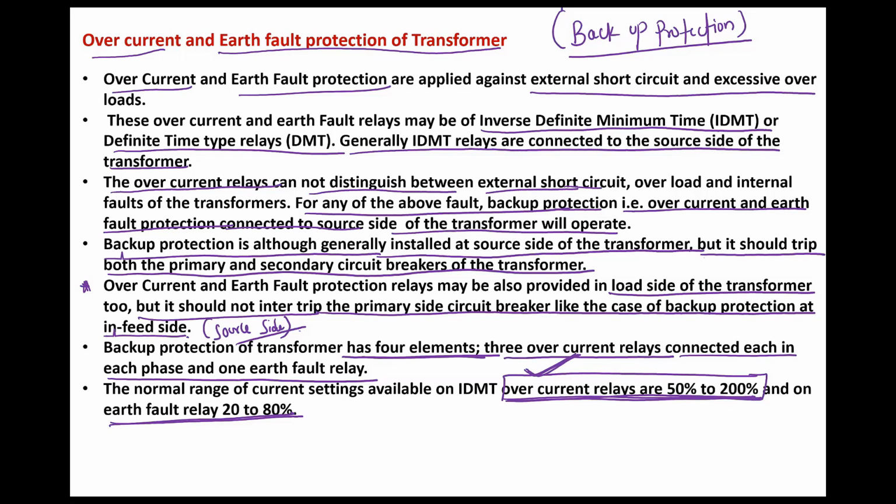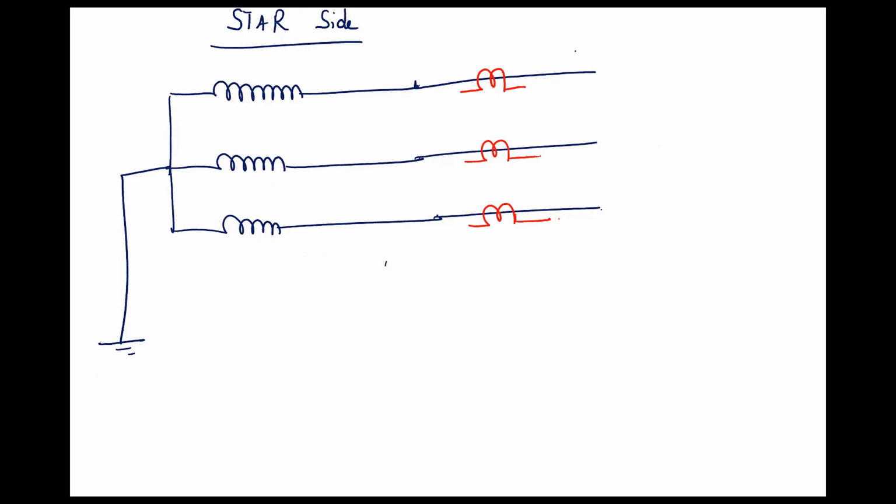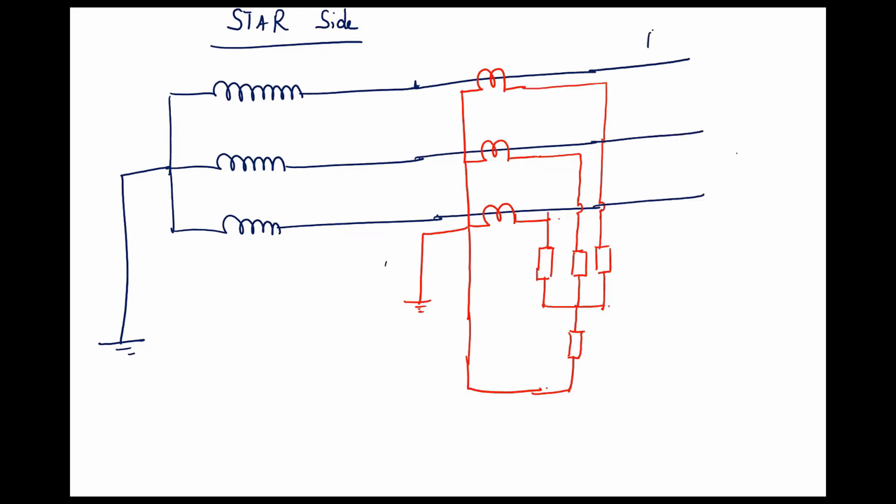Understand? So how this scheme will be implemented in a transformer, I will show by a diagram. Suppose we are implementing the scheme on the star side of the transformer. Suppose it is a star, with each phase R, Y, B. This is R phase, Y phase and B phase. Every phase contains one CT, and the CT is going to one relay. All these three are overload relays. The CT is connected to this rectangular box, which is an overload relay.